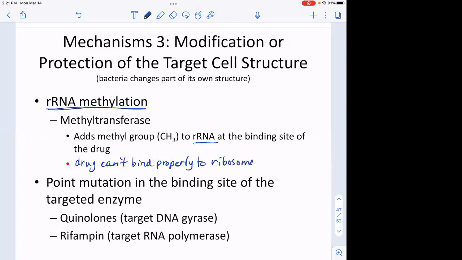It doesn't alter the function of the ribosome at all, just by adding a few methyl groups apparently, but it can keep the drug from binding.